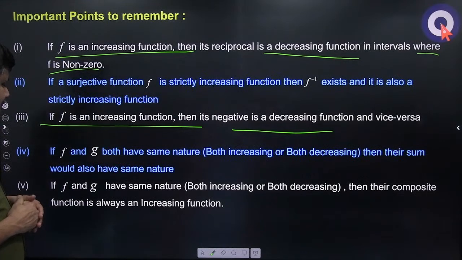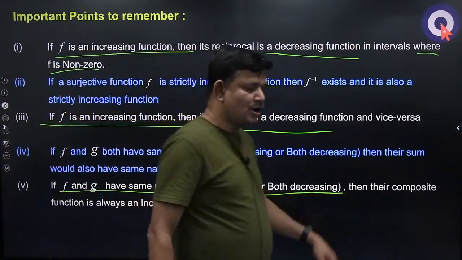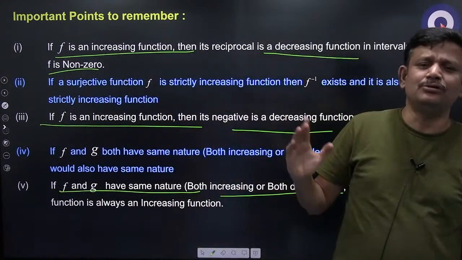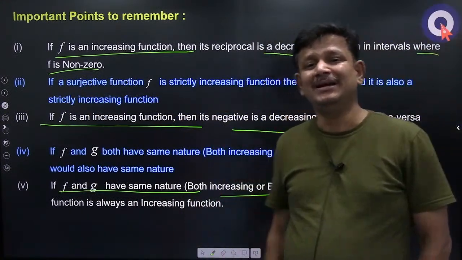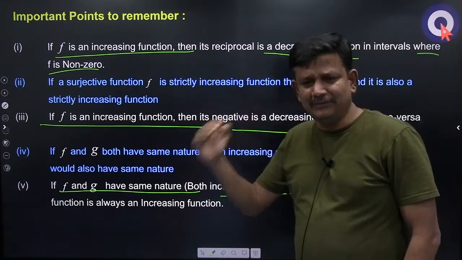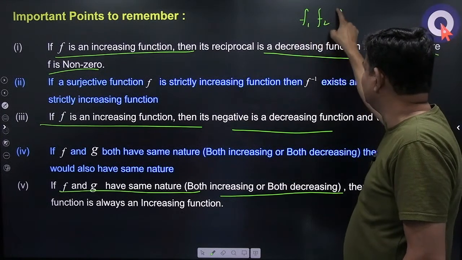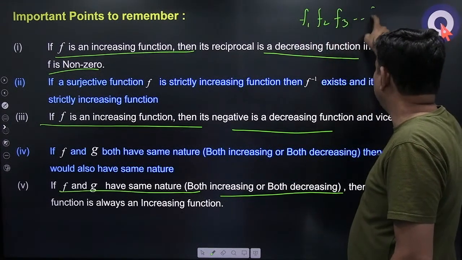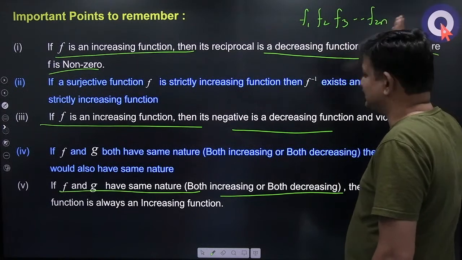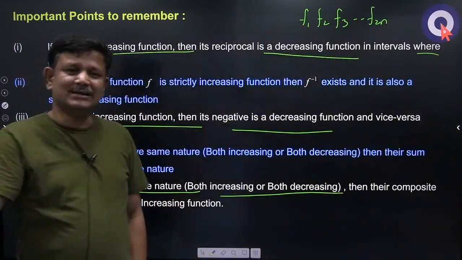Composition of two functions that are both increasing or both decreasing will always be an increasing function. In fact, the composition of an even number of functions. Why so? To have an even number of functions, every time I am applying a function, the inequality will remain the same. So however many times you apply an increasing function, you will get the same thing.